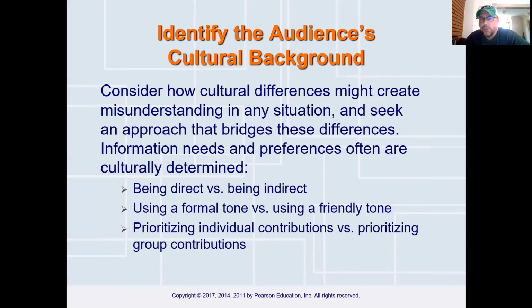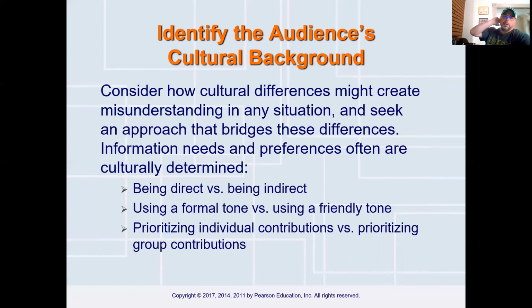Using a formal tone versus using a friendly tone. Notice how friendly doesn't necessarily mean unprofessional, okay? Friendly can be a little bit more laid back, a little bit cool, and not necessarily comes with the baggage of this just uber formal presentation. But at the same time, you're not just leaning up against the wall and kind of shooting from the hip.